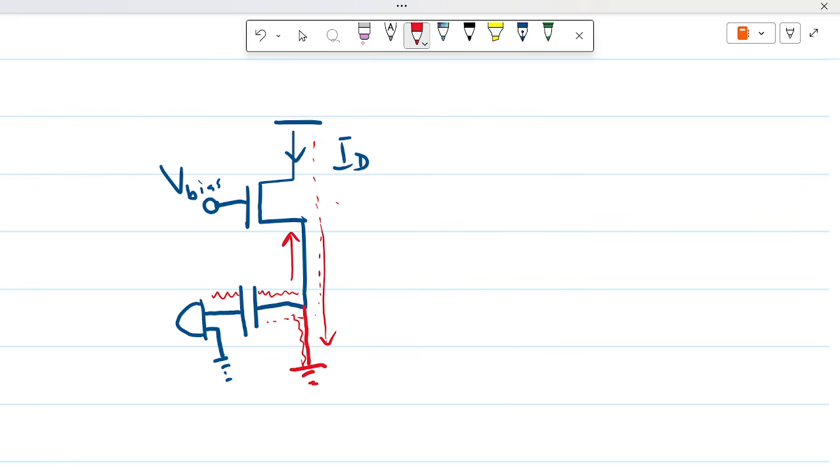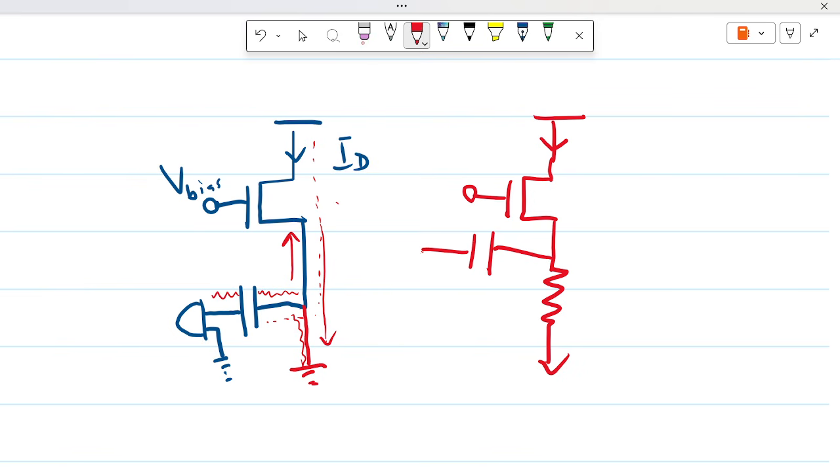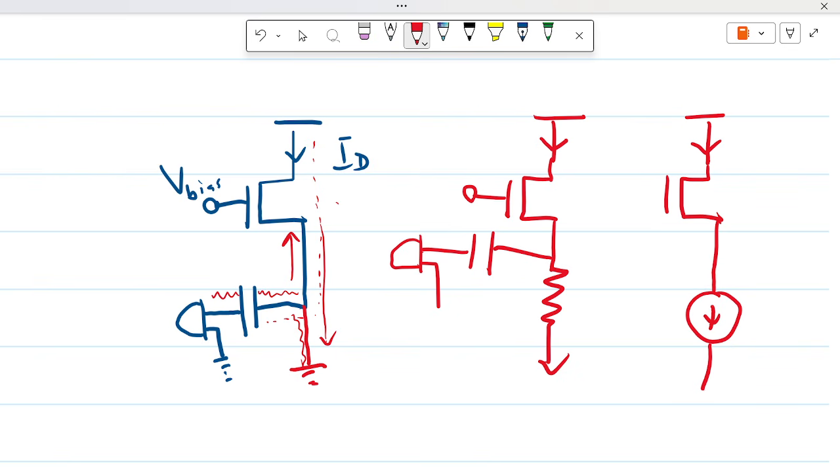So to overcome this, you need to create a path. There are two ways of doing that. Either you place a resistor to create a path for the bias, or you could also use a current source which would properly bias the amplifier.